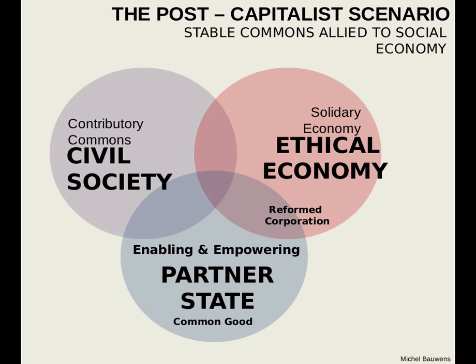Thirdly, and this is where it becomes interesting, if you look at the for benefit associations, the third circle, they could be seen as a model of the state, a partner state, a partner city.